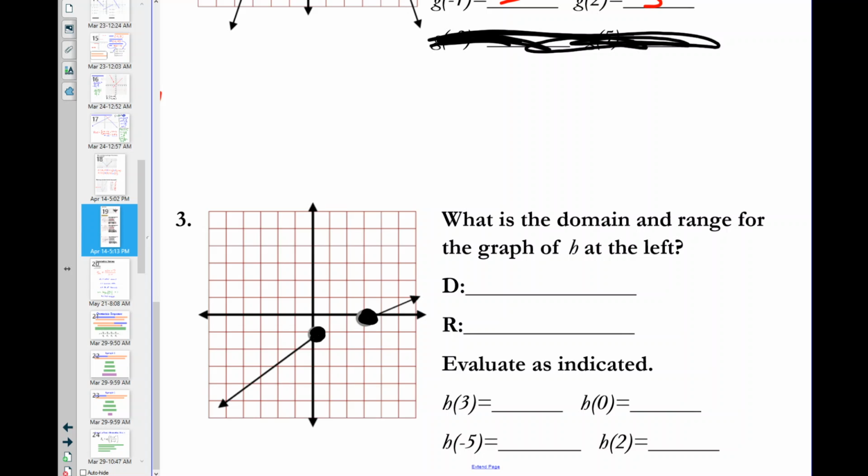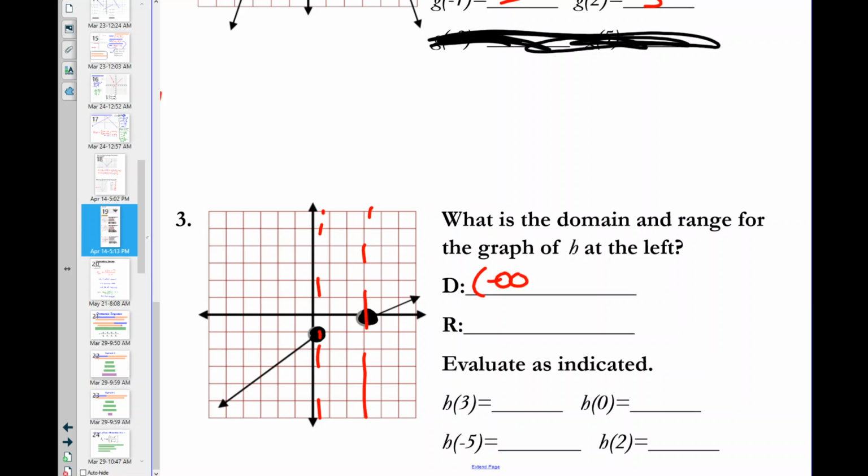No! Yash. How far left does it go, Yash? Yeah, okay, so you got that part right. But as you start going to the right, there's a gap here. Look, there's nothing there. So where do we have to stop?